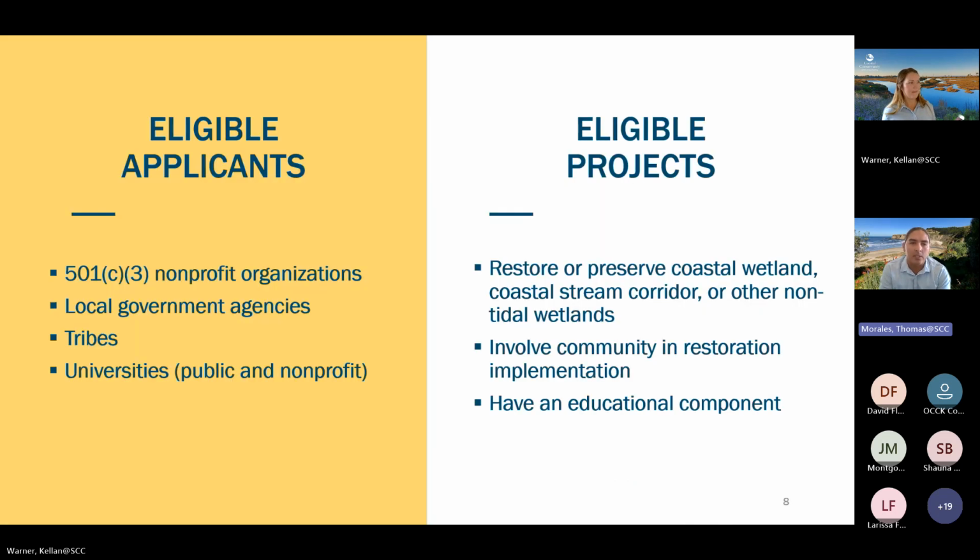And now let's focus on the 2025 grant cycle. So eligible applicants for the CWRGP program include 501c3 nonprofit organizations, local government agencies, tribes, and universities. And our eligible projects include projects that will restore or preserve coastal wetlands, coastal stream corridors, or other non-tidal wetlands, and projects that will involve community and restoration implementation, and projects that also have an educational component.